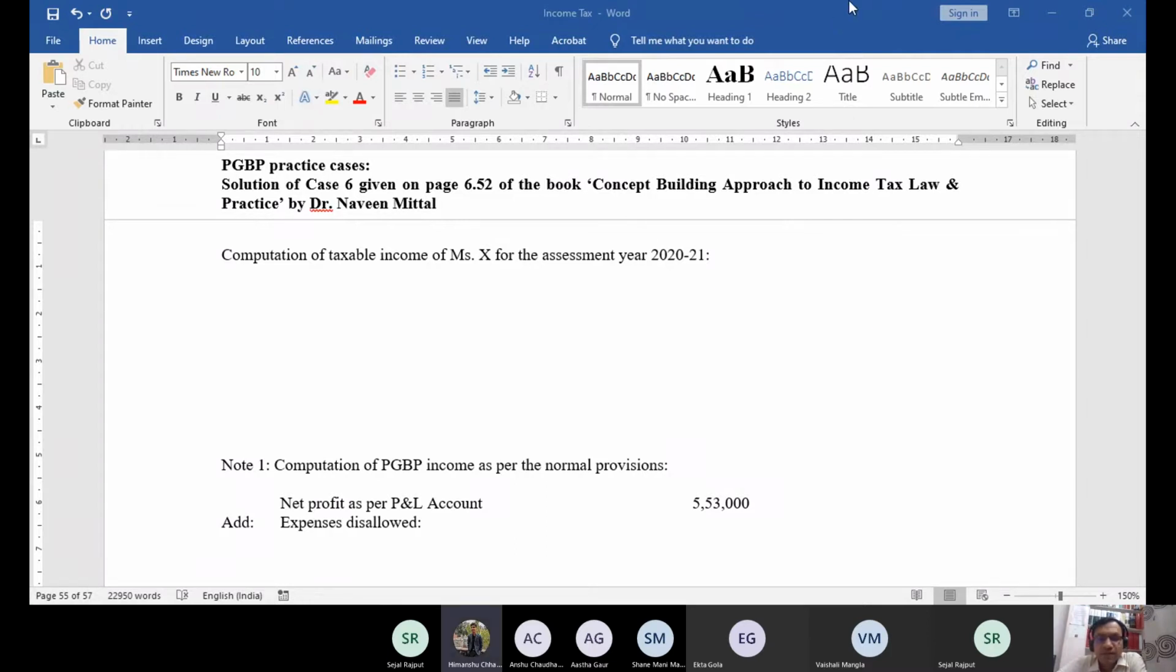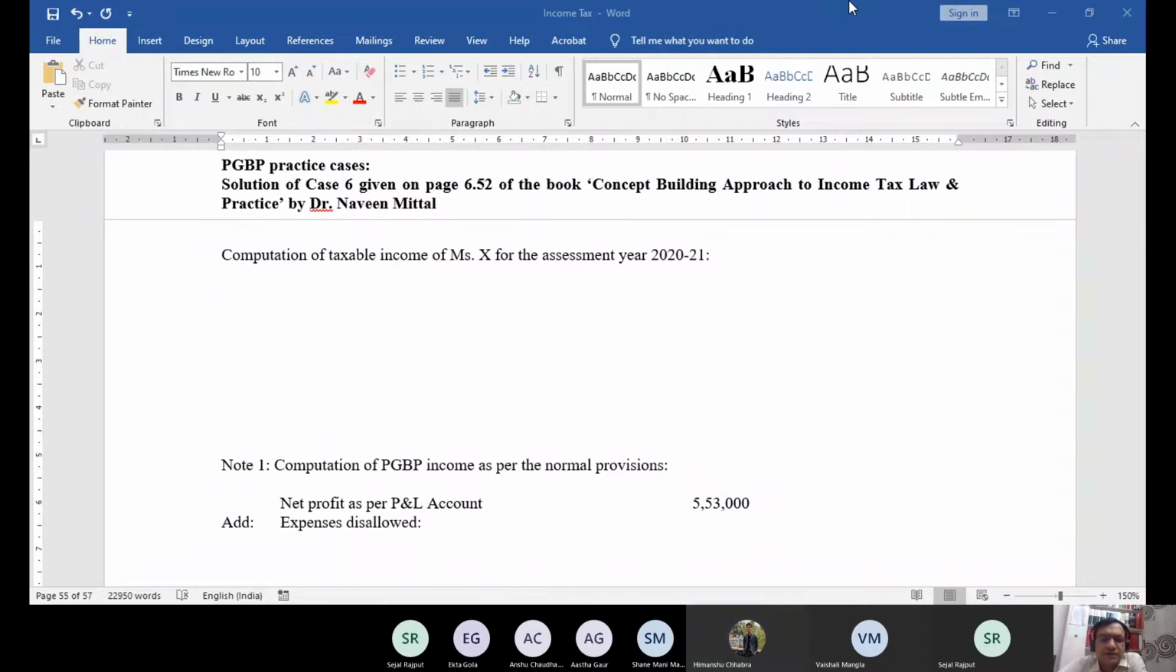No, sir. Why? Sir, it is disallowed. Salary to proprietor, right? Because, sir, the income tax department says that the owner is taking money like to his own home. So because of that, why should they treat it as an expense? Yes. So the income tax department doesn't say anything.